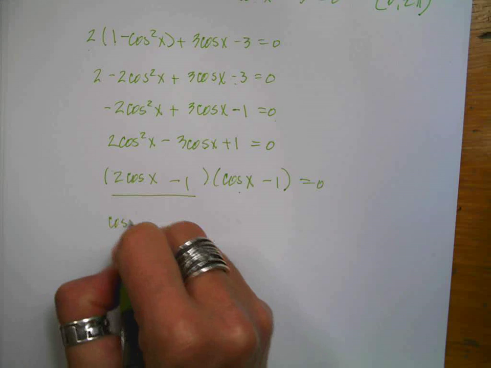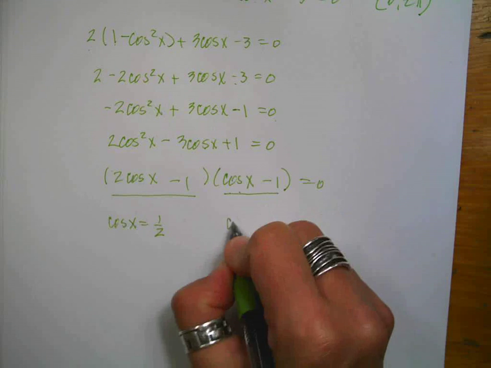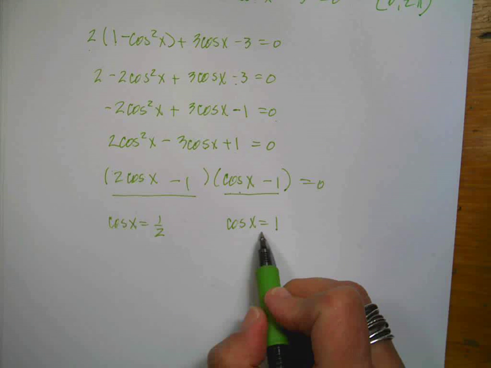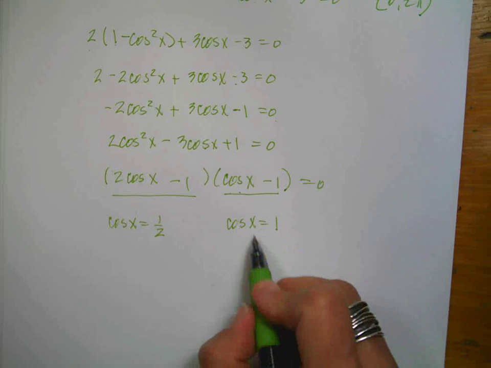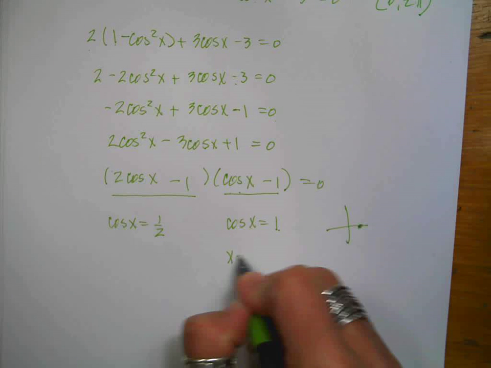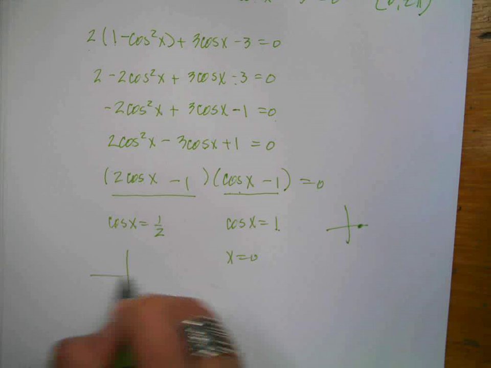So when I solve this baby equation, I get the cosine of x is equal to a half, and this baby equation is going to be the cosine of x is 1. I'll do this one first because it's a little bit easier. Cosine is 1 right here, and so x is equal to 0.